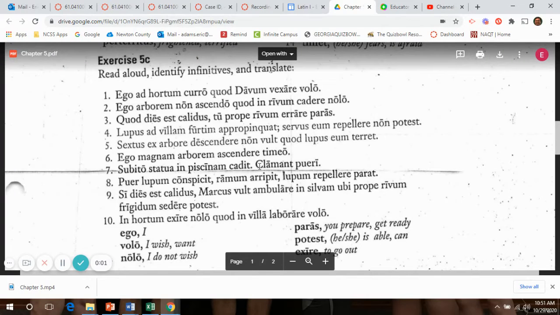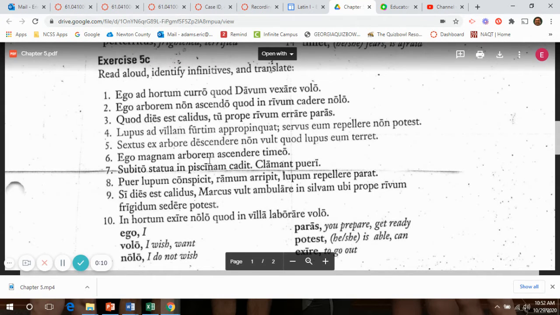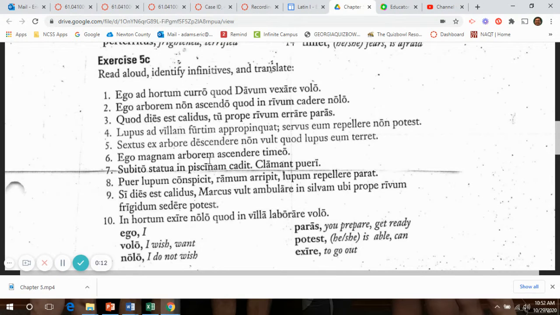Chapter 5C, or exercise 5C, in which I go through and translate and point out all the infinitives, and how the infinitives, which are verbs that do not have a subject, are working with or helping to complete the meaning of another finite verb that is the main verb of the sentence. So let's go ahead and go through them.